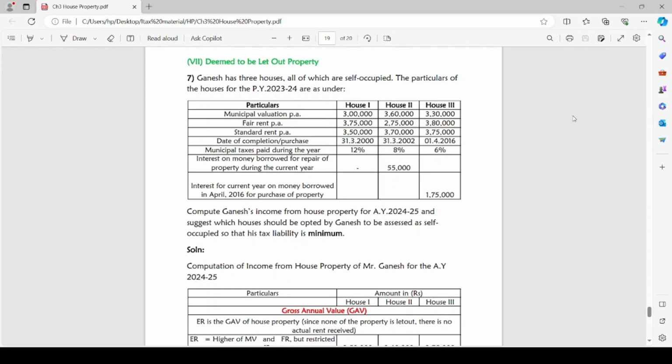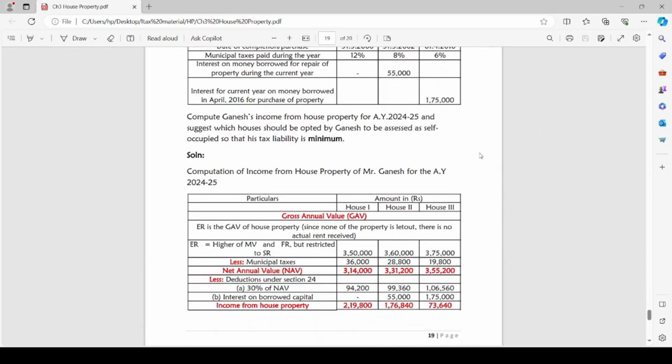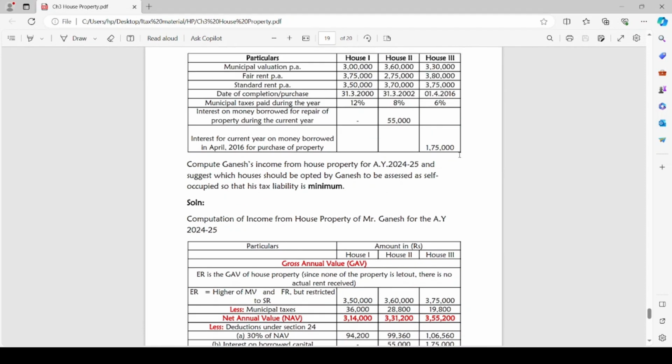Heading to the solution. Computation of income from house property of Mr. Ganesh for the assessment year 2024-25. Here, none of the property has been let out. It has not been given for rent. So, we cannot derive actual rent received or receivable value. For the purpose of computation of gross annual value, we will directly consider expected rent as the gross annual value of the house property. Since none of the property is let out, there is no actual rent received and we are considering the expected rent as the gross annual value.